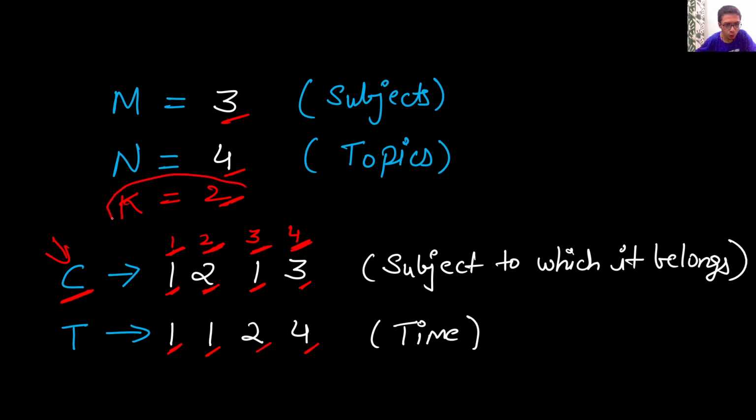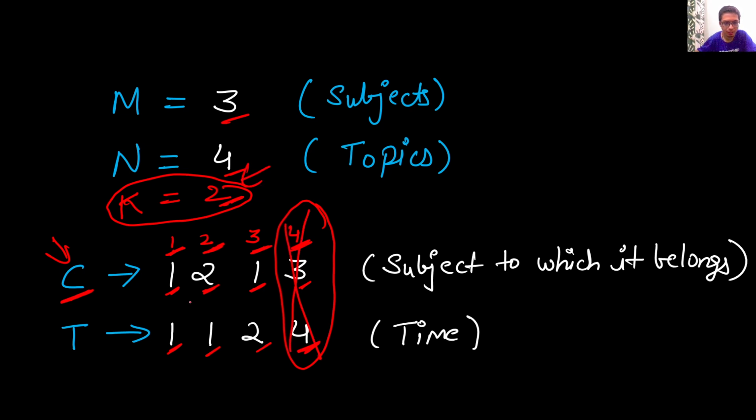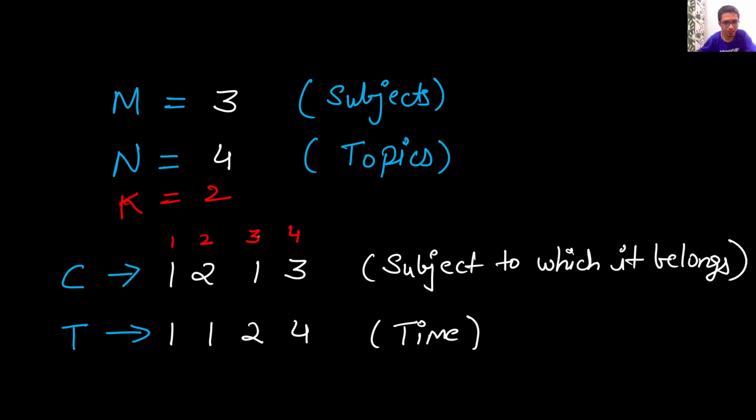Now, since k is 2, we only have 2 hours to study for the exam. So we cannot study the fourth topic as it takes 4 hours while we only have 2. So I'll simply discard this case. Now we have these 3 cases, right? We cannot study the fourth topic.